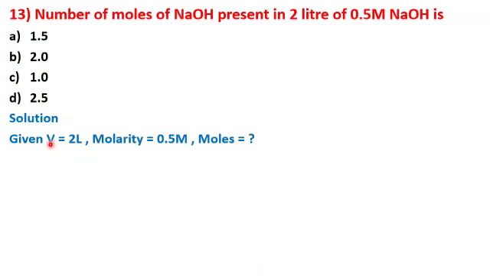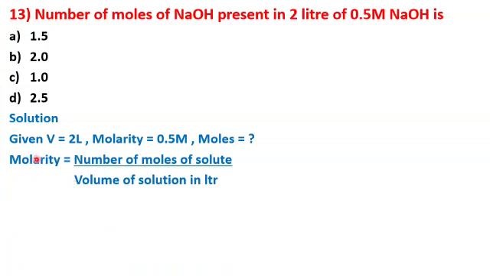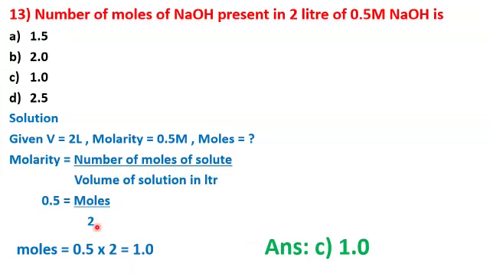The given values are volume equal to 2 liter and molarity 0.5 molar, and we have to calculate the number of moles. For this we can use the formula of molarity. Molarity is equal to the number of moles of solute divided by the volume of solution in liters. Substituting the values, 0.5 equals moles divided by 2. So moles equals 0.5 into 2, which equals 1. Hence the correct answer is option C.